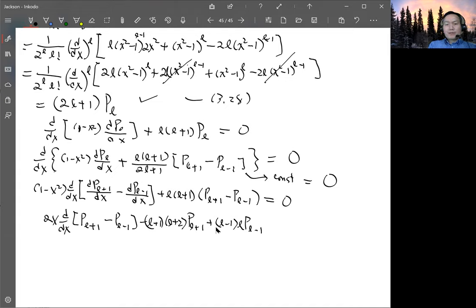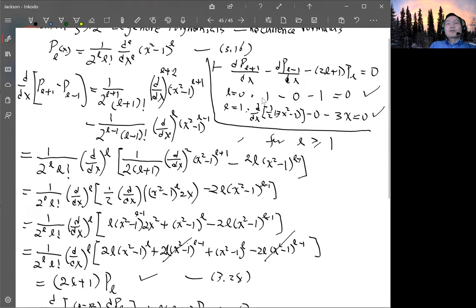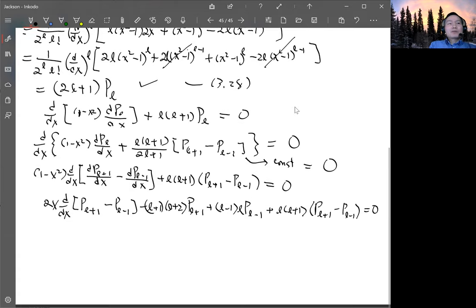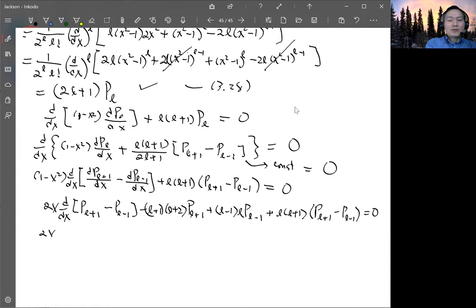Okay, and then this one plus L times L plus 1 times P sub L plus 1 minus P sub L minus 1 equals 0. Okay, now let's see what we have here. This one is just like what we have here, so you can use that and change that back to 2L plus 1 times P sub L. So this is 2x times 2L plus 1 P sub L.